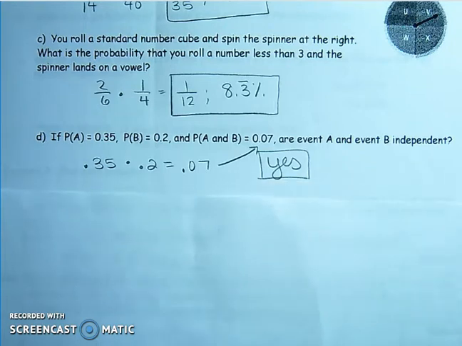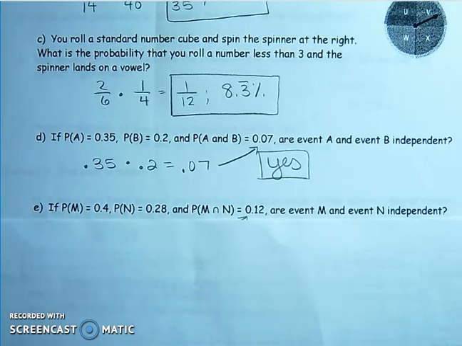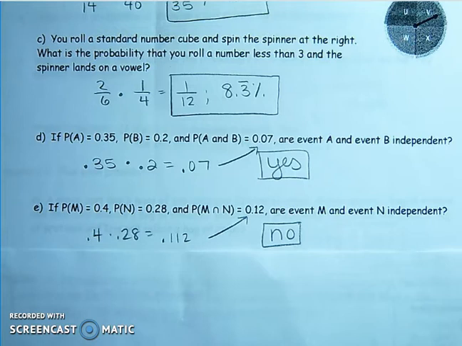Now pause the video and try the U-try. Sorry. E is not a U-try problem. Here, when you multiply them, you get no, because 0.4 times 0.28 is not 0.12. Now pause and try the U-try.